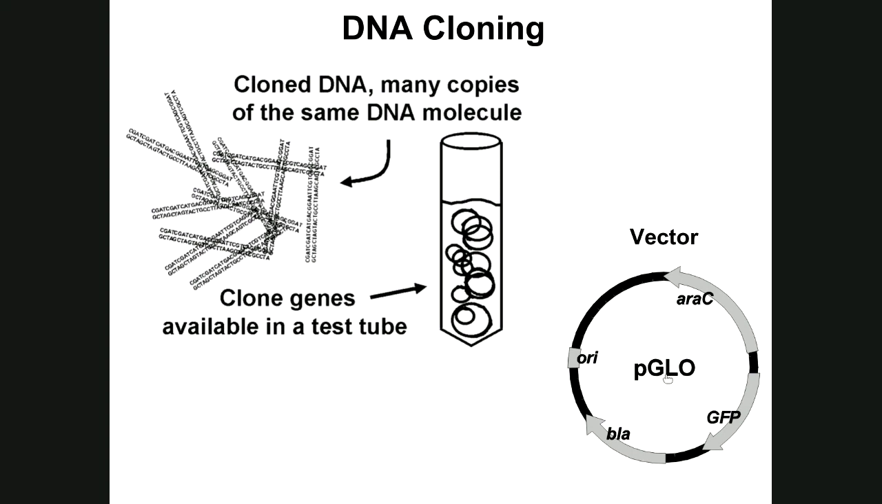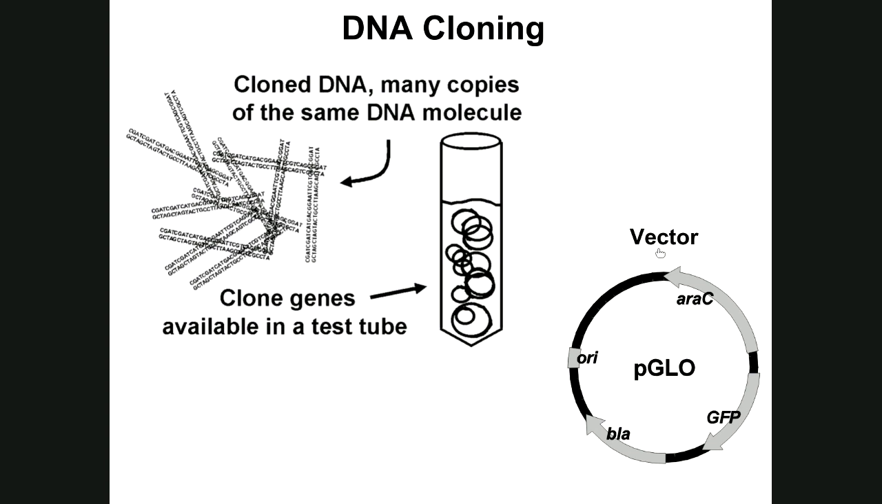So this P-glow vector has information from jellyfish, but it also has information from the bacterium E. coli. So this is what we call a vector. A vector, if you want to call it, is synthetic. It's made in a tube, whereas a plasmid is bacterial in nature. So that's what I'm going to talk about in this chapter.